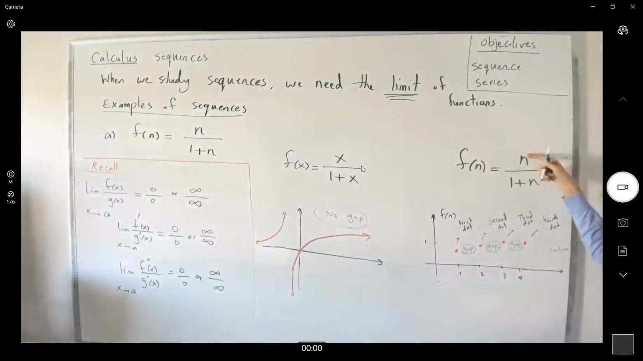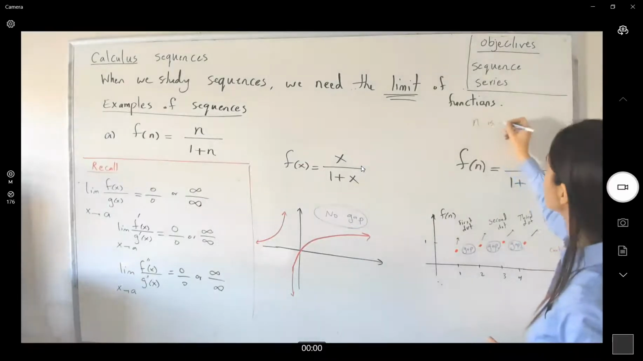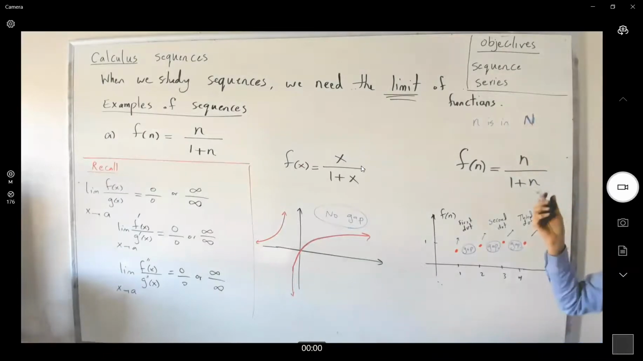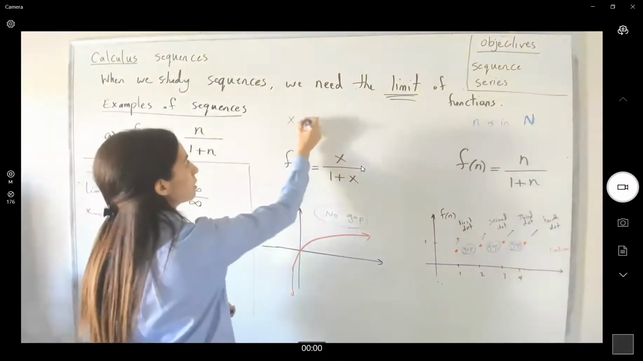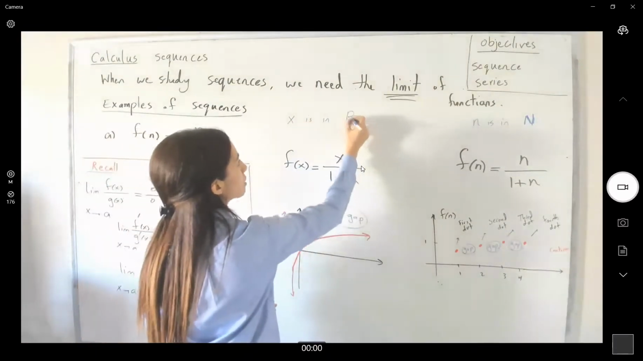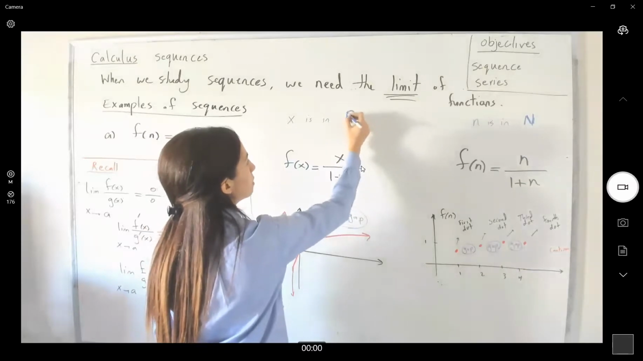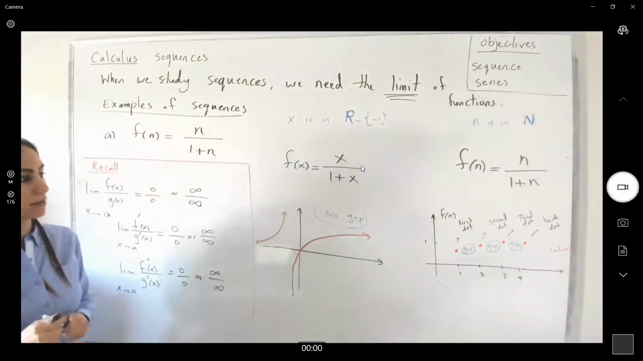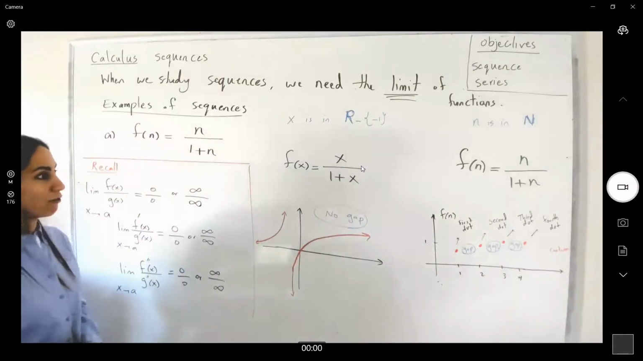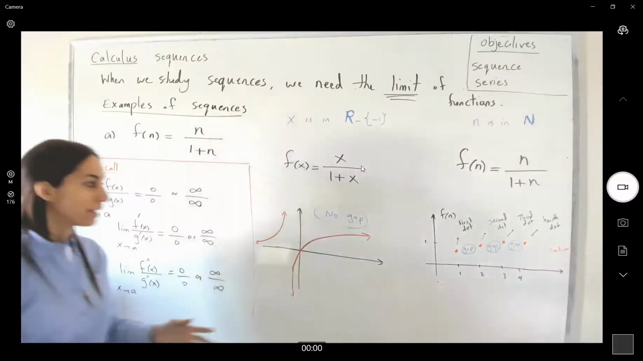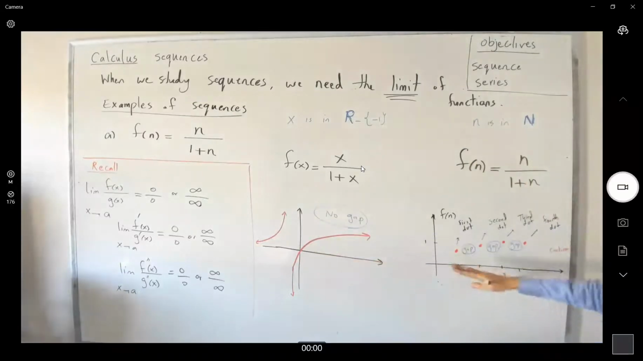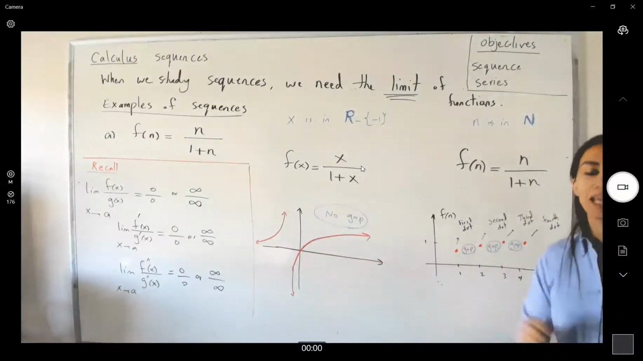Here n belongs to N, counting numbers. Counting numbers are not negative. It starts from 1, 2, 3, 4, and so on. Here x is in R minus 1. So there's a difference between the graphs of a sequence and the graph of a function with different domains, but note that when x goes to infinity, when n goes to infinity, the end behavior is the same.